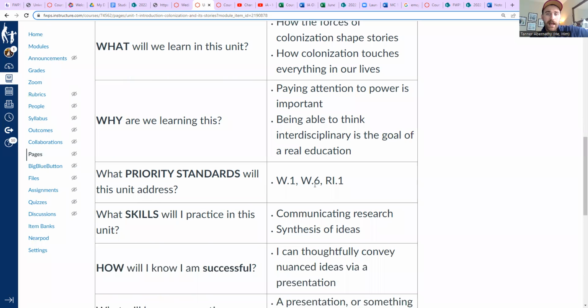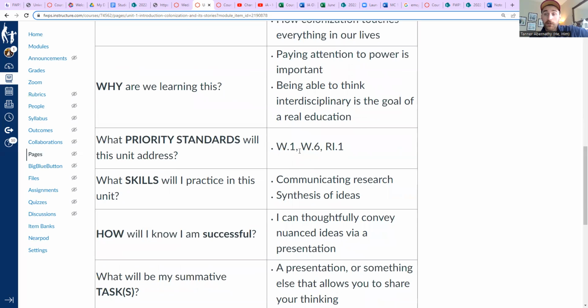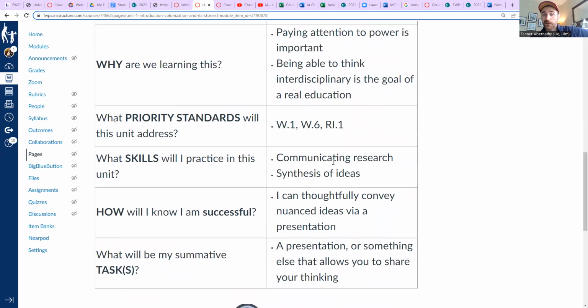Specifically, we're going to be looking at you making a presentation. Or I think there are a couple other options. I think you can make some memes. You can make, I think, a couple TikToks if that's kind of your forte, to explore the way colonization interacts with something you care about.